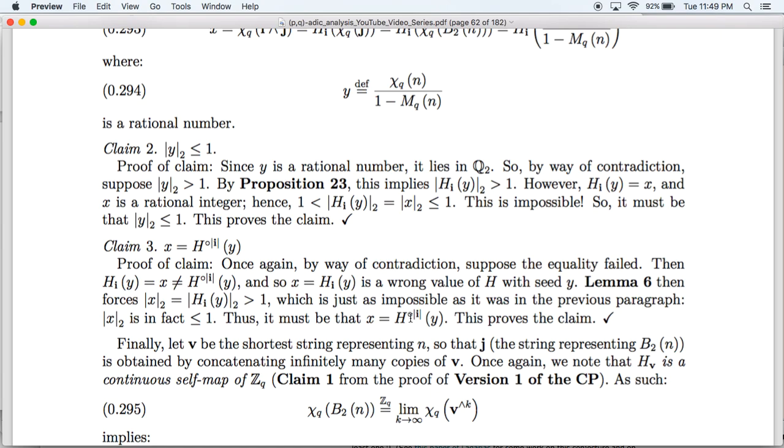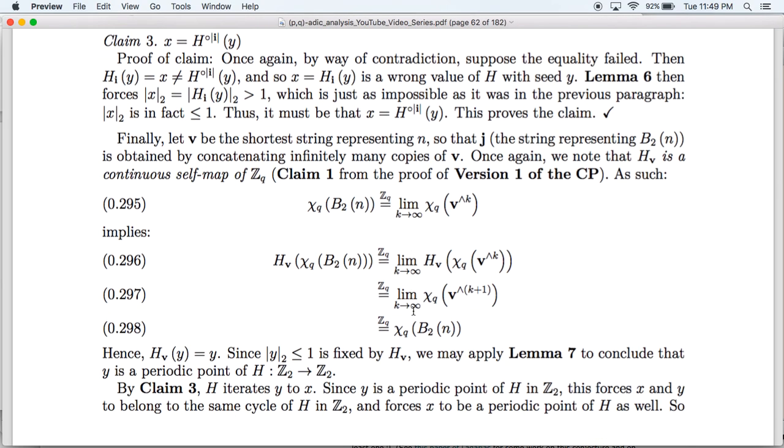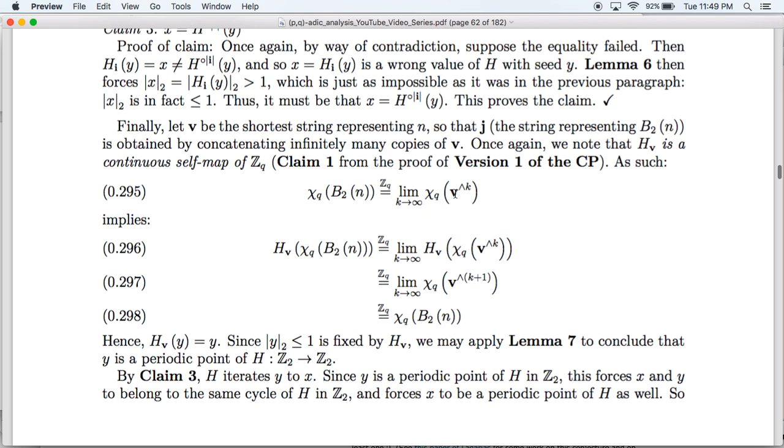This proves the claim. Finally, let bold v be the shortest string representing n, so that bold j, the string representing b2 of n, is obtained by concatenating infinitely many copies of v. Once again, we note that h bold v is a continuous self-map of Z_q. As such, we have our string of equalities: chi q of b2 of n is equal to this limit, which converges q-adically. Now we apply h bold v on both sides.